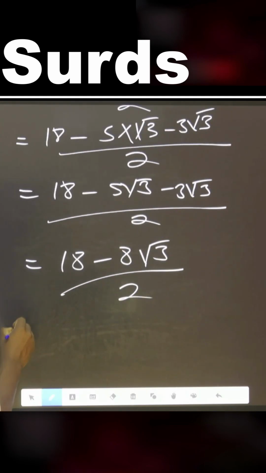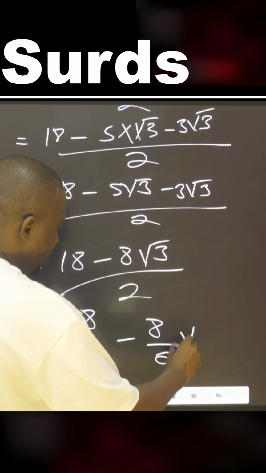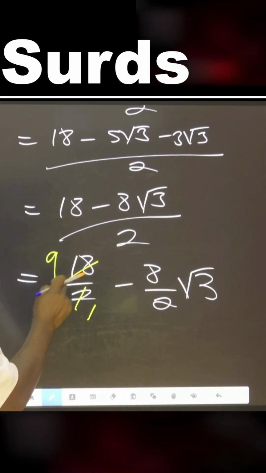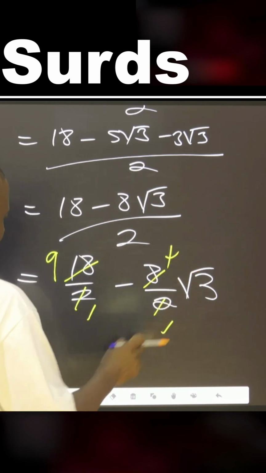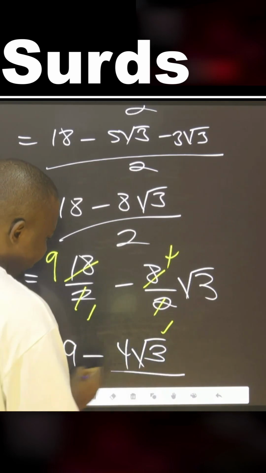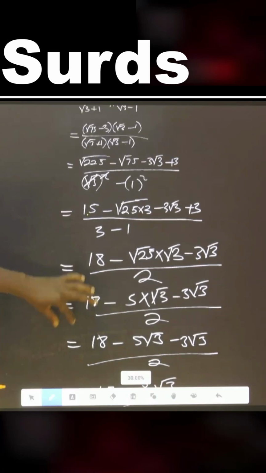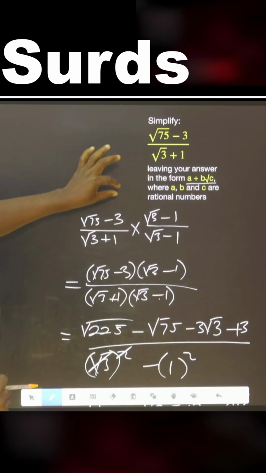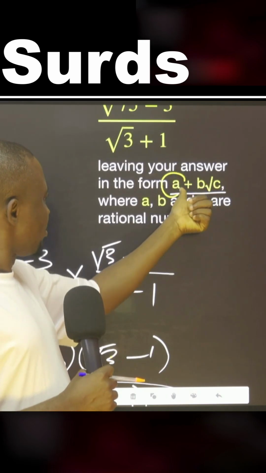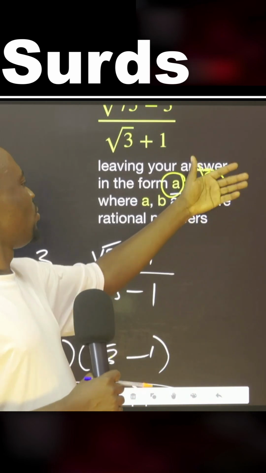All we need to do now is to say 18 over 2 minus 8 over 2 square root of 3. This and this will give us 9. This will give us 4. Okay? That is 9 minus 4 square root of 3. Okay? Do you agree with me? It is in the format we are asked to put it. That is the format of a rational number on its own, and the square root of a rational number.